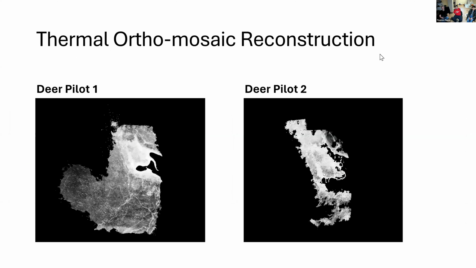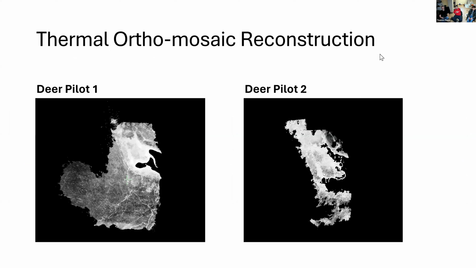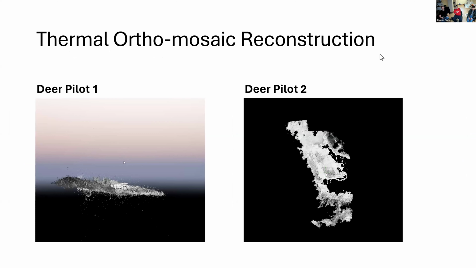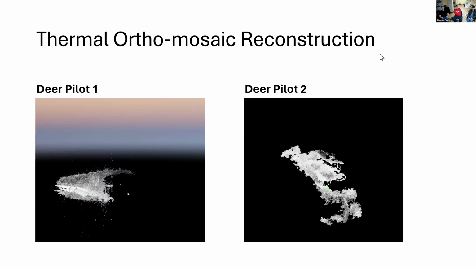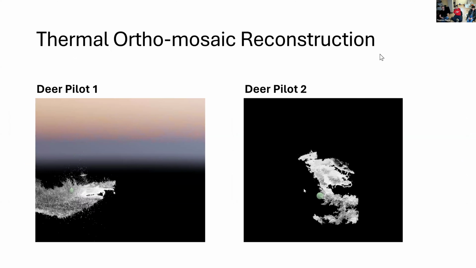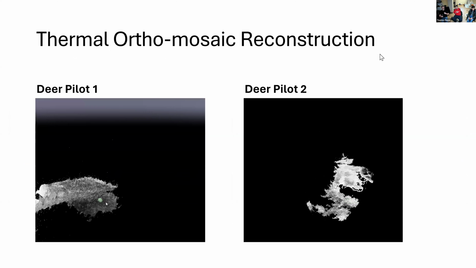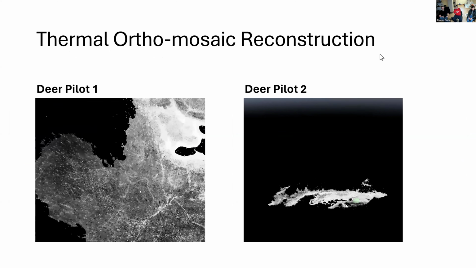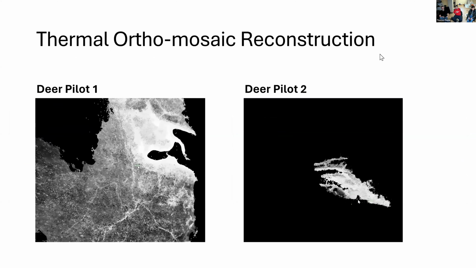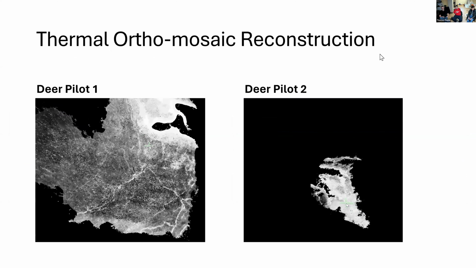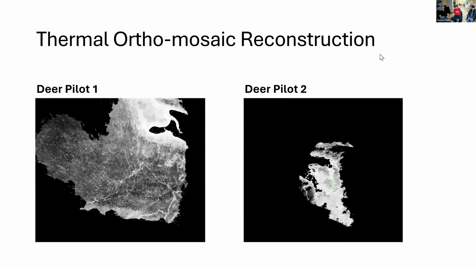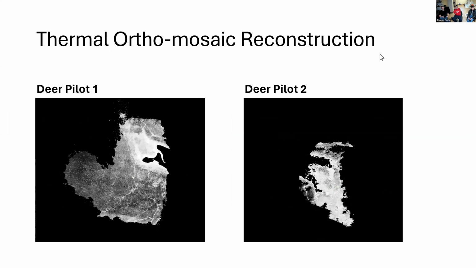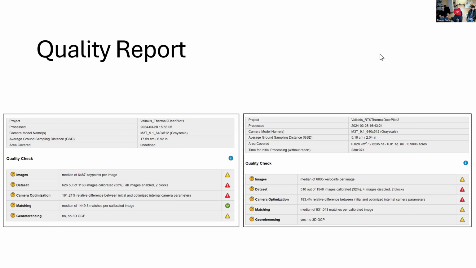Alright, so these are the ortho reconstructions. Deer Pilot 1 didn't come out as bad as I thought it would, it surprised me. I thought it would come out way worse, but roughly 50% of images were calibrated. Deer Pilot 2 obviously didn't reconstruct nearly as well because of the lower overlap. These two have the triangle meshes in because I thought it made it a little bit better. This one had 53% and the other one had 32.